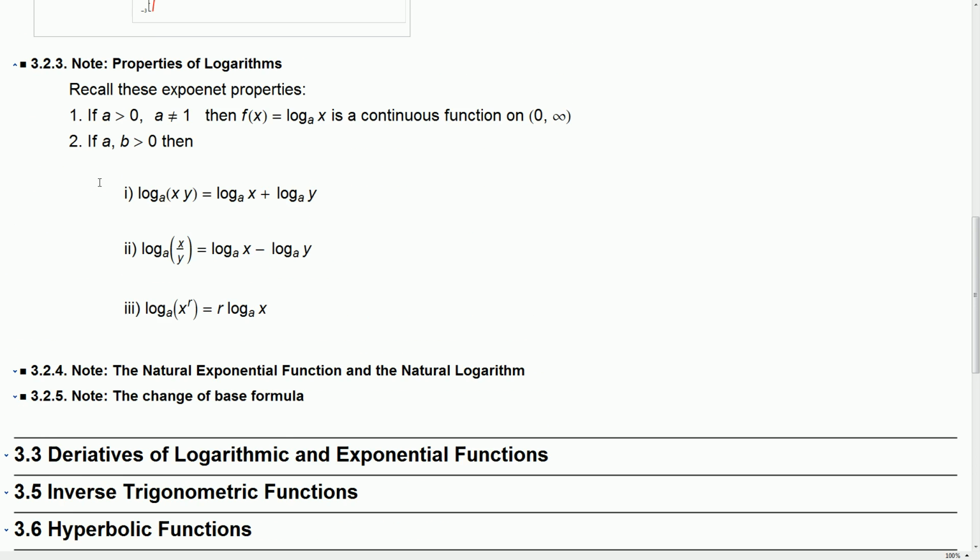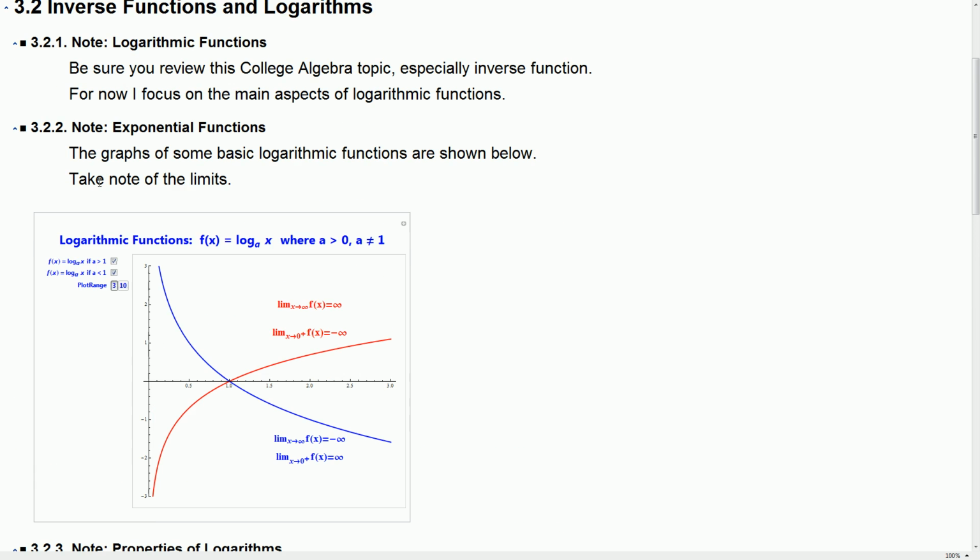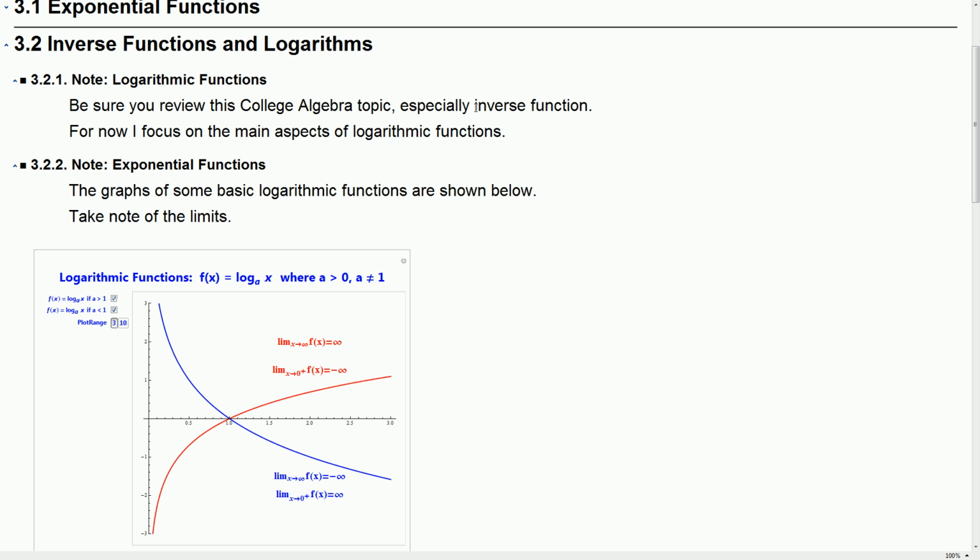If you need to, again, go back and review anything from college algebra, I would encourage you to look at inverse functions and then go back and look at the logarithms.